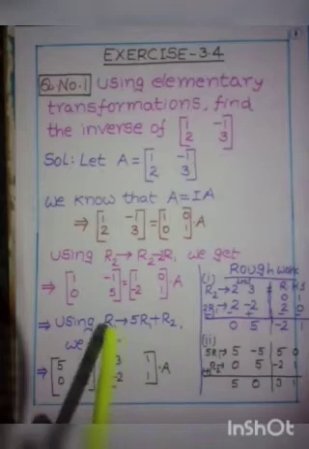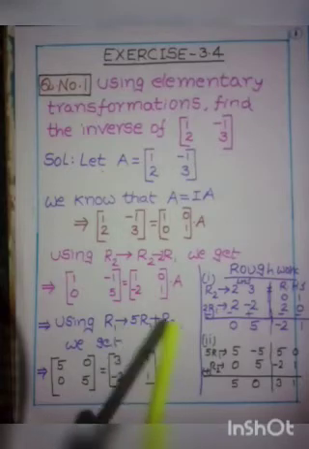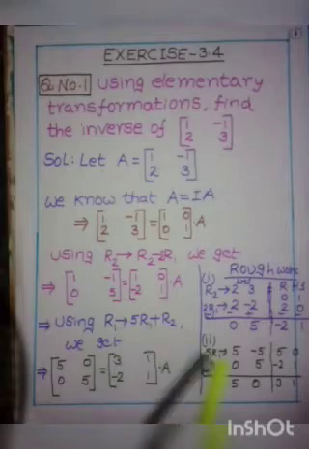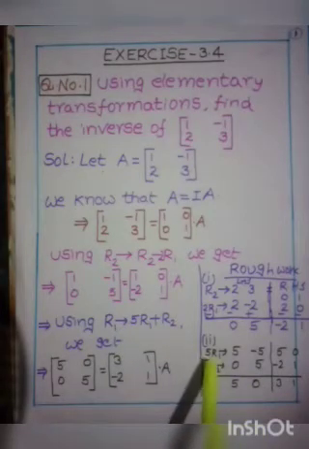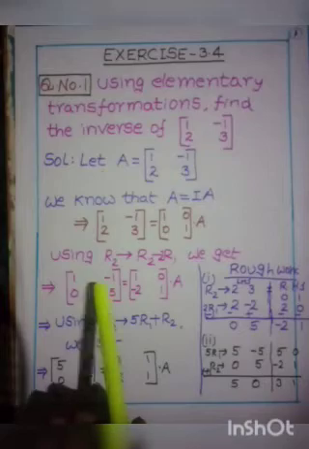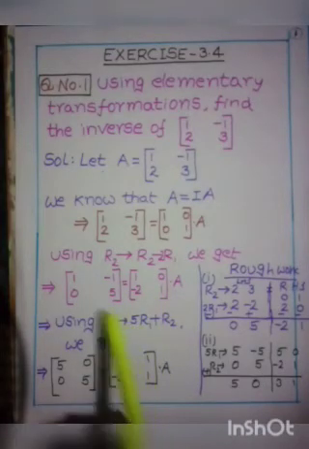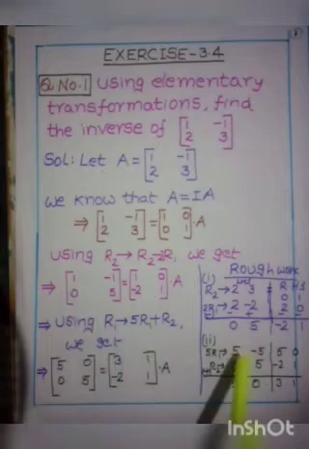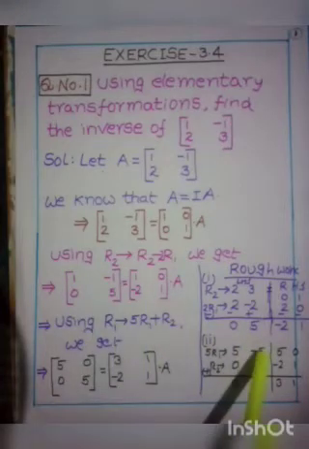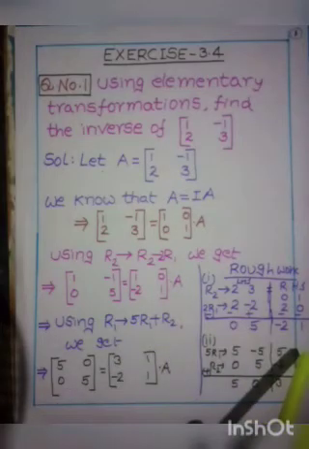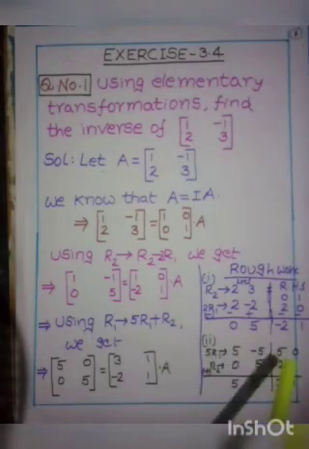But first row elements are changing by using this row operation. What is the first term? 5R1. See here, I wrote 5R1. So we have to multiply each and every element, all these 4 elements, by 5. So I multiplied 5 into 1, 5. 5 into minus 1, minus 5. 5 into 1, 5. 5 into 0, 0. Understood all these 4 elements?